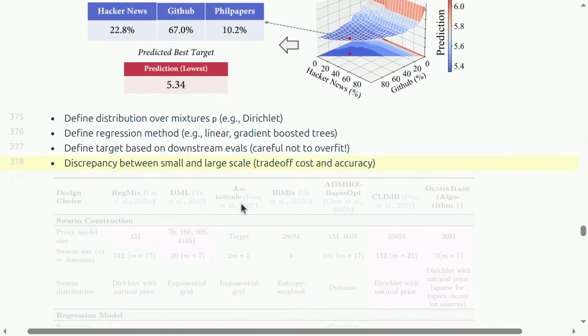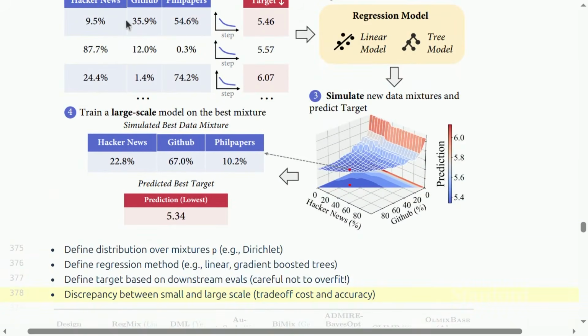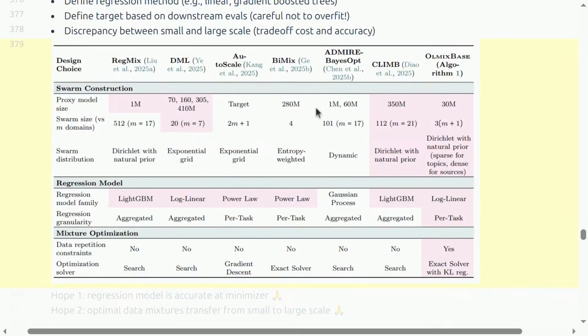And the final thing is, how much of a difference between small and large scale is there? And this is a cost and accuracy trade-off. Of course, if you train really, really small models, this might not be representative. But if you train large models to do this, there's no point in doing any of this. You're basically doing hyperparameter tuning at the largest scale, which is too expensive. So this Olmix paper actually has this nice table which shows you a number of different methods that all fall into this framework.